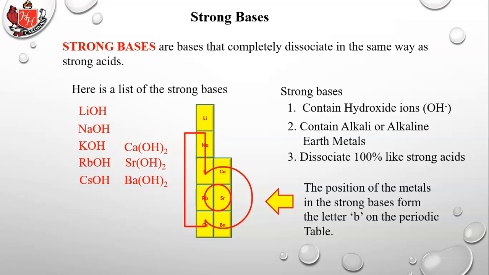And the position of the metals in the strong bases forms the letter B on the periodic table. This is just a way to remember which metals form strong bases with hydroxides. So you see that they form the shape of a letter B for base right there on the periodic table.